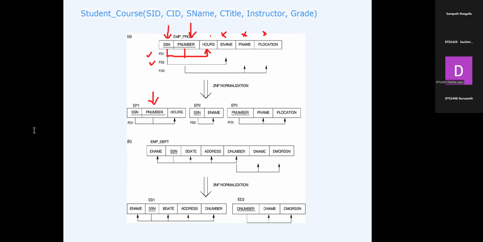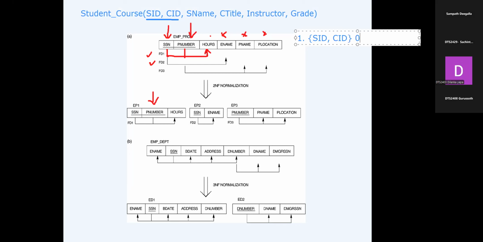Let's assume that the primary key for this is both student ID and course ID, right? Now let me give you the functional dependencies. These are the functional dependencies. First functional dependency, using both the student ID and then course ID.